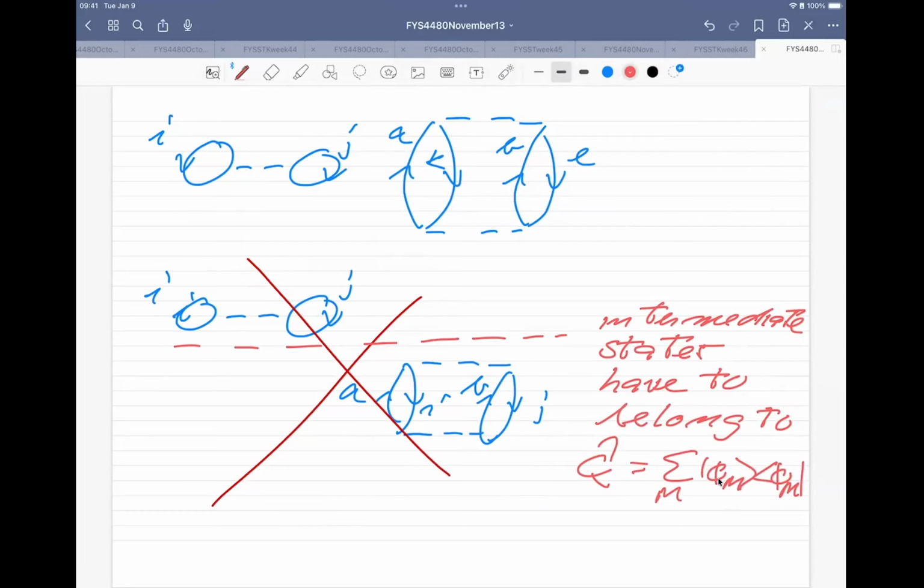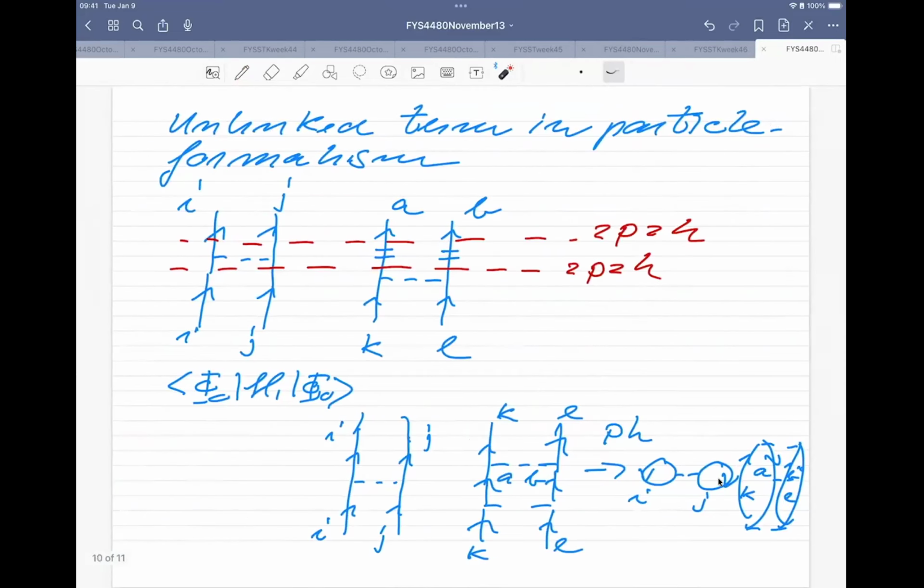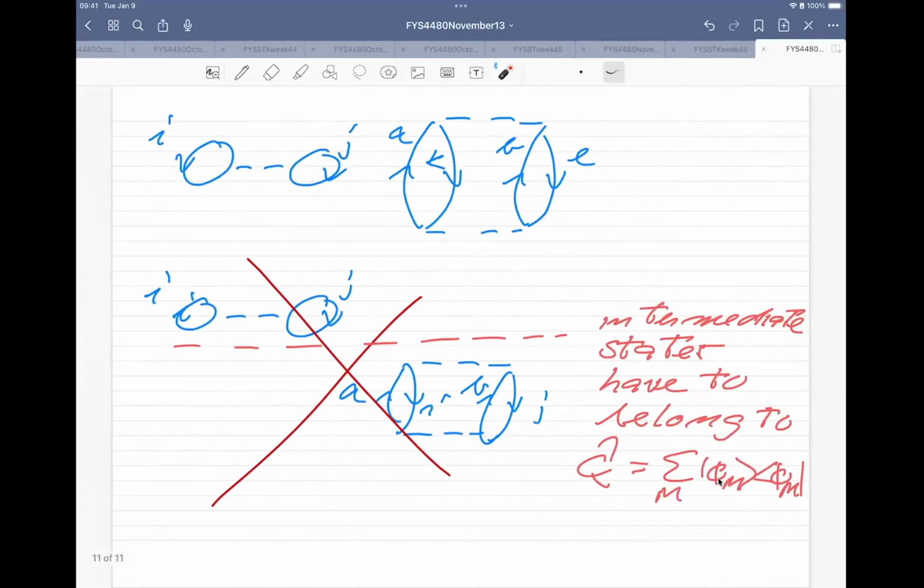And if we now go back to the particle-particle formalism, it's actually a little bit easier to see, because if I lift this guy here up above this line, then you will see that there will be no states outside the model space or the P space. So the intermediate states have to belong to this state. There's another problem which you will see here.